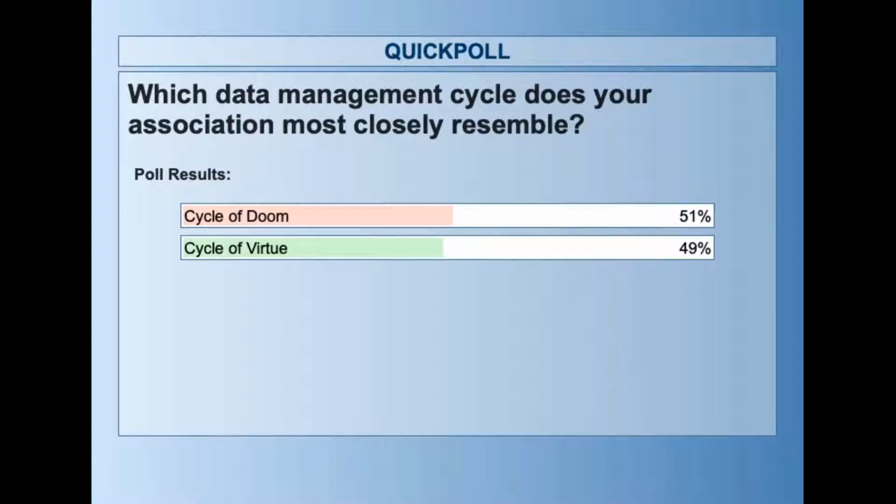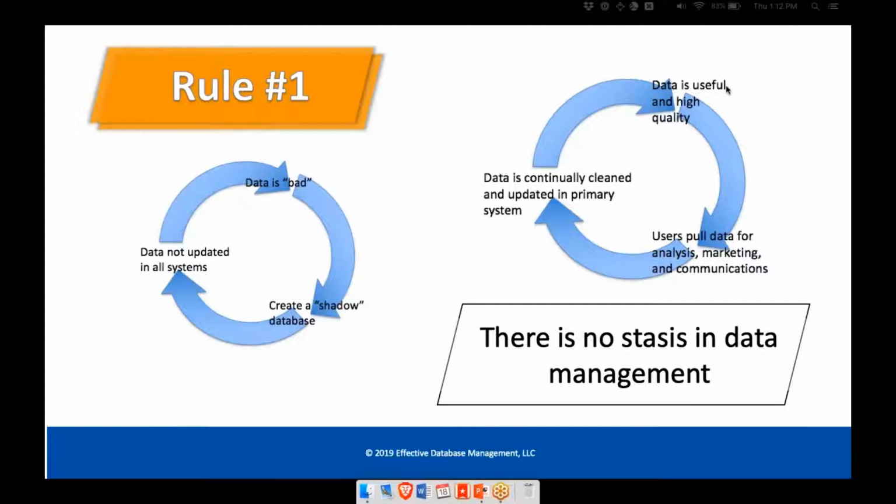Again, that's kind of my setup for the rest of the session, to think about where you are. If you're in that cycle of doom, my hope is that you can apply one or more of these rules that we go through for the rest of the session to help you get out of that cycle of doom. If you're in the cycle of virtue, maybe some of these tips will help you go even further and continue to improve what you've got. So we've got a split field here. That's very interesting. Given that, let's move on to our next rule.